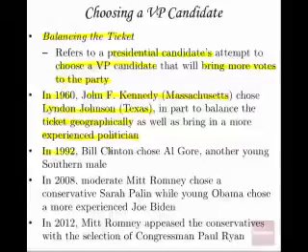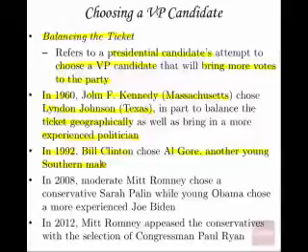In 1992, Bill Clinton, on the other hand, didn't really balance the ticket in the traditional way. Bill Clinton chose Al Gore, who was another young Southern male, and so his way of balancing the ticket was maybe re-emphasizing his strengths and accentuating the differences between him and then President George Bush, who was a little bit older. Okay. In 2008, moderate Mitt Romney chose a conservative Sarah Palin, while young Obama chose a more experienced Joe Biden.